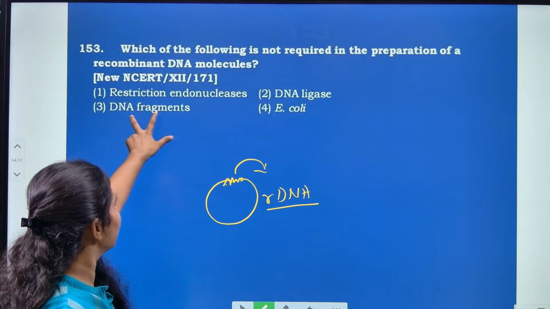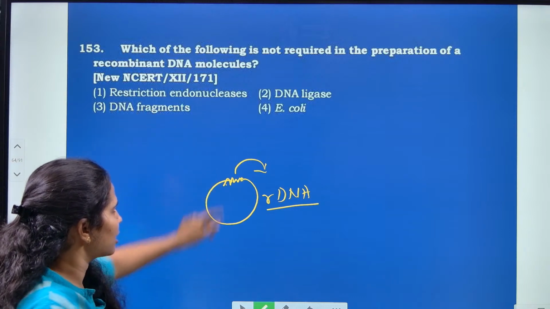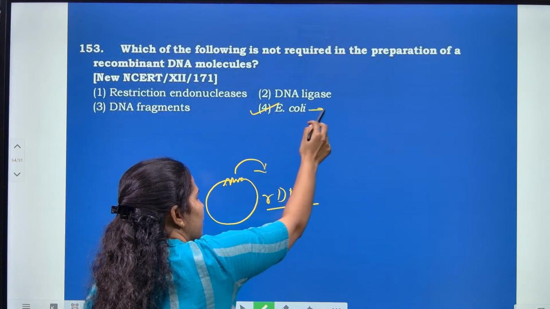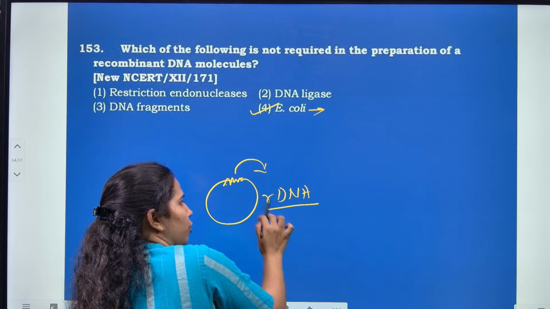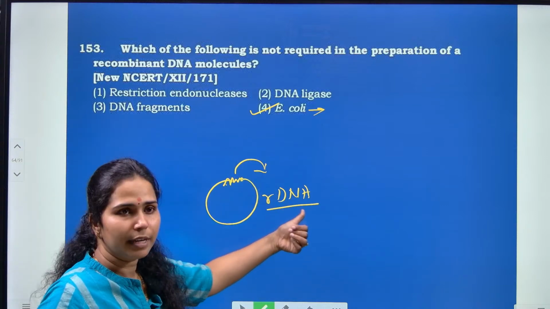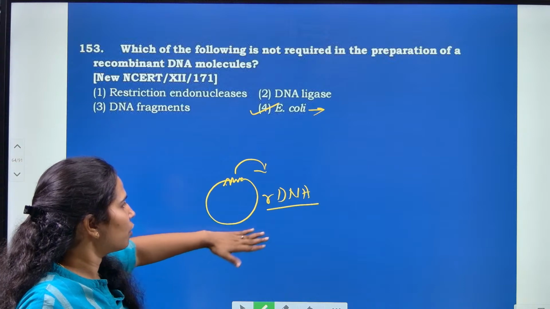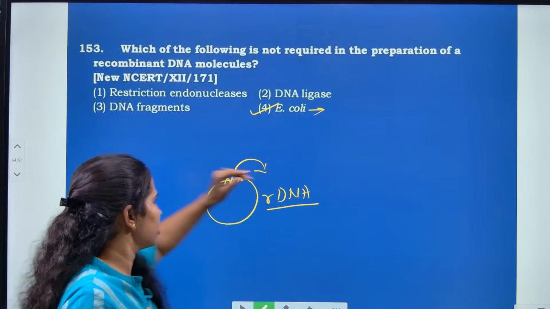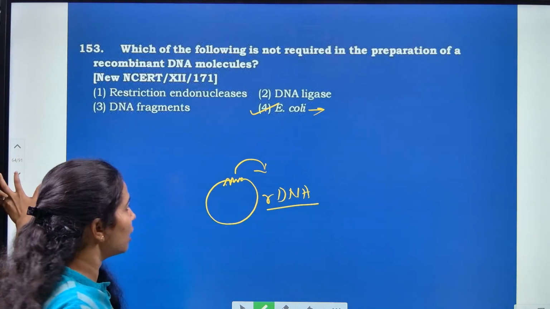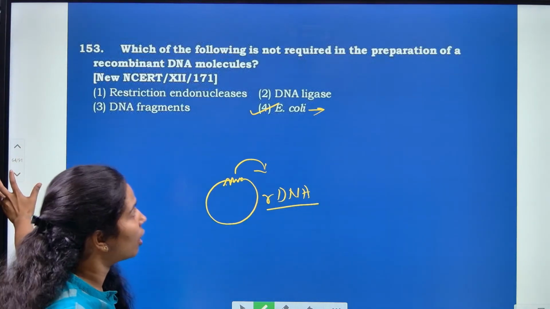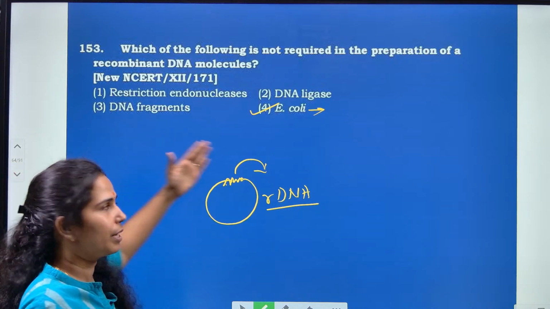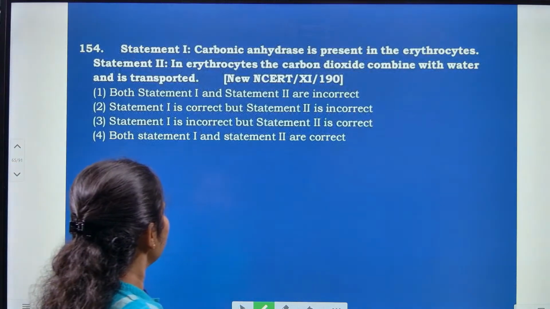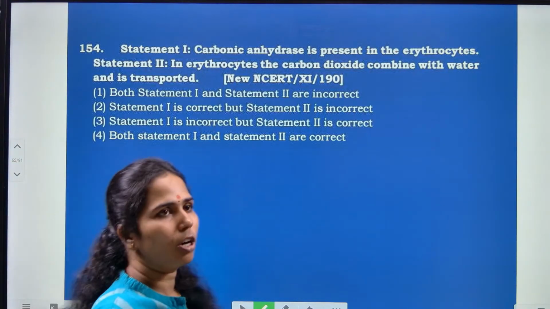We require the DNA fragments to get inserted into the plasmid, but we don't require E. coli, that is the name of the bacteria, for the construction of what? For the construction of the recombinant DNA. But for the multiplication of this recombinant DNA we require what? We require E. coli here, that is Escherichia coli, as a bacteria or the host. So here, what is not required for the preparation of recombinant DNA is E. coli here, right.